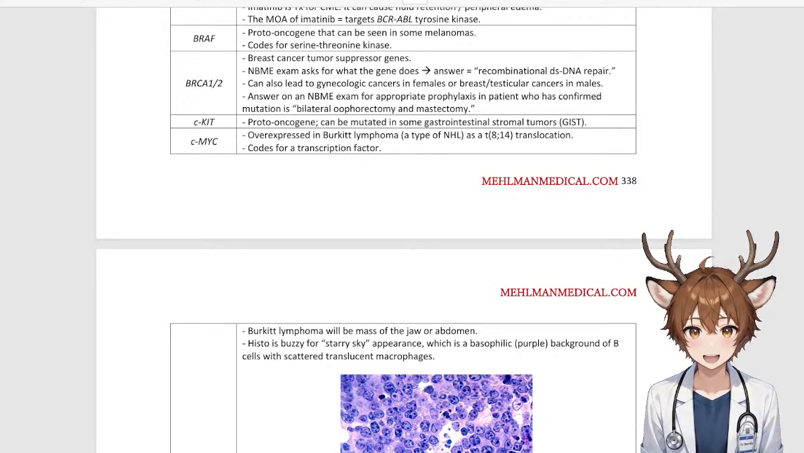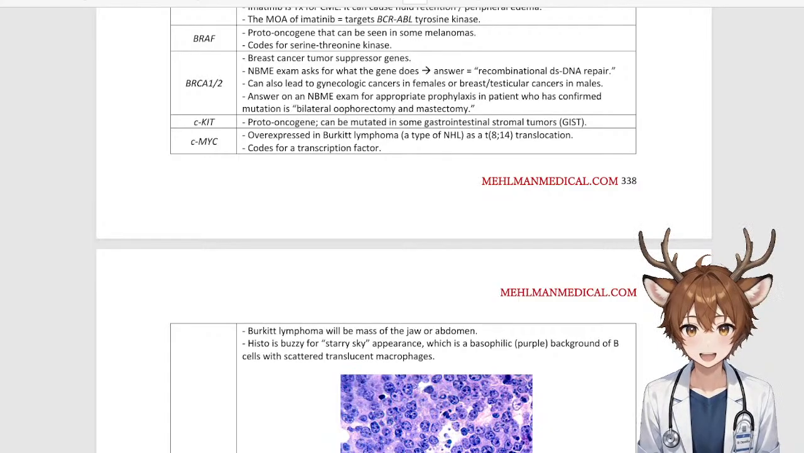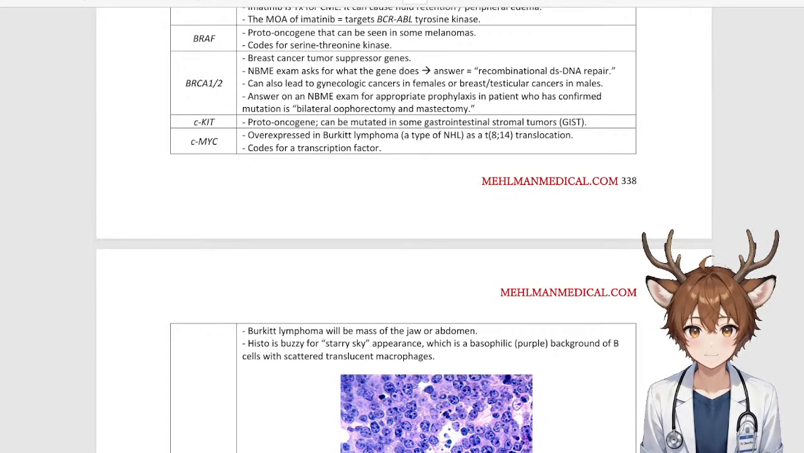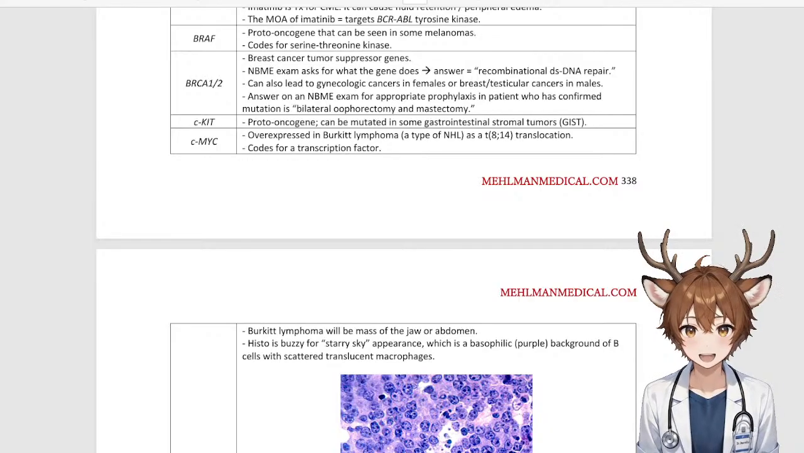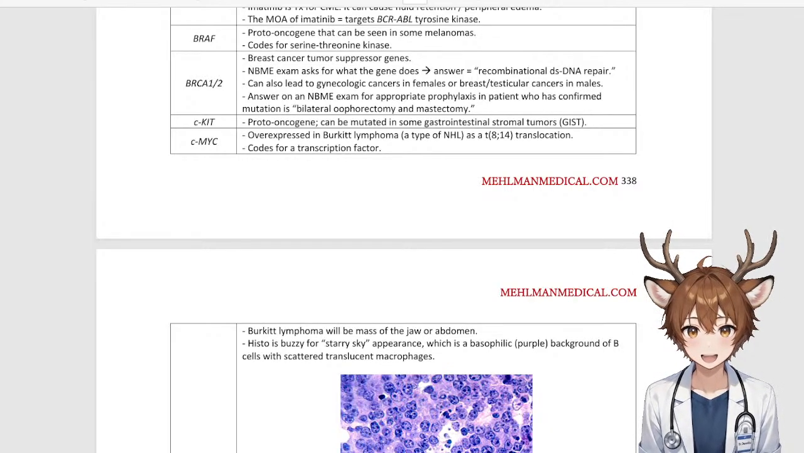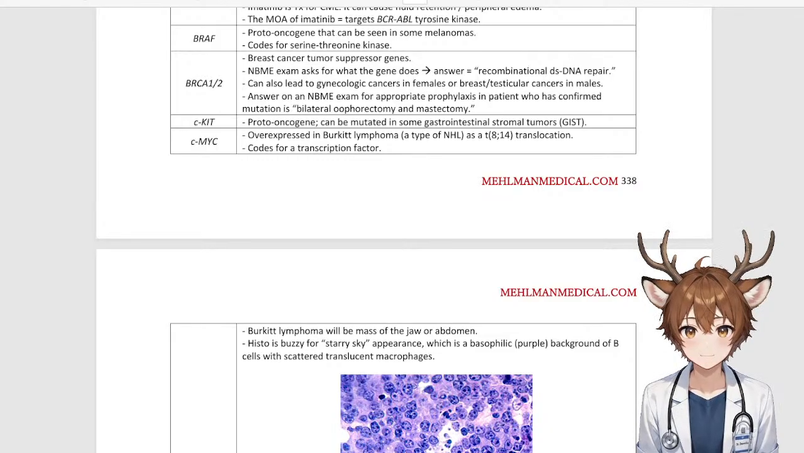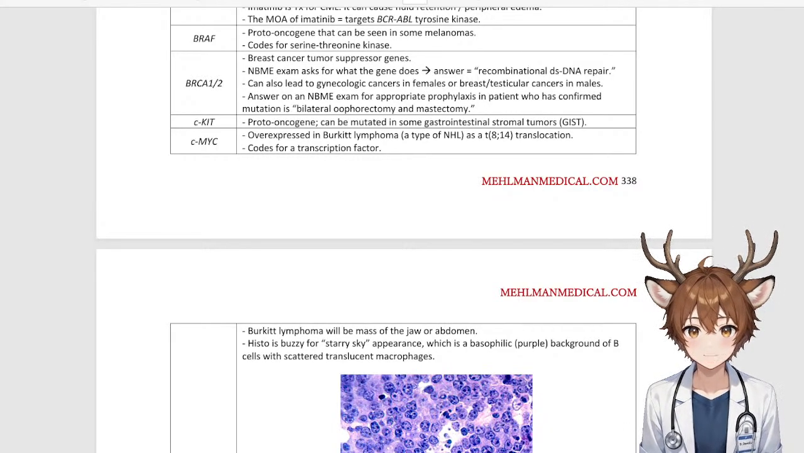c-KIT, proto-oncogene, can be mutated in some gastrointestinal stromal tumors, GIST. c-MYC, overexpressed in Burkitt lymphoma, a type of NHL, as a t(8;14) translocation, codes for a transcription factor.